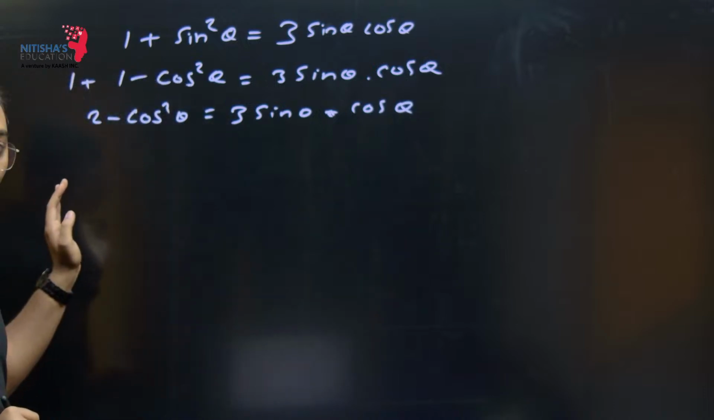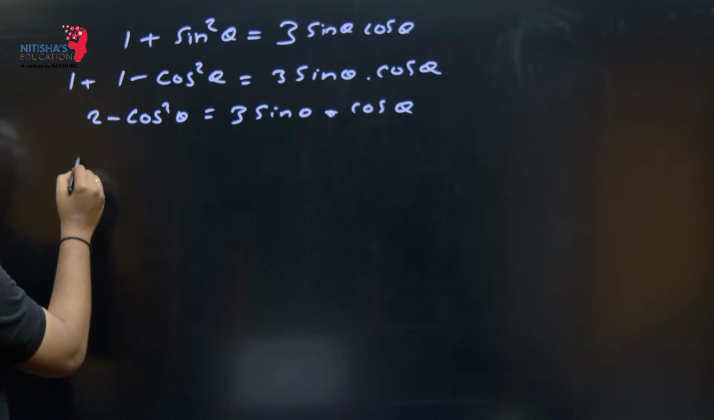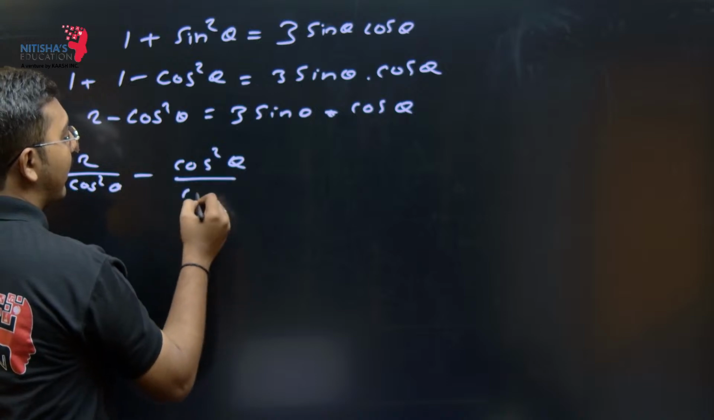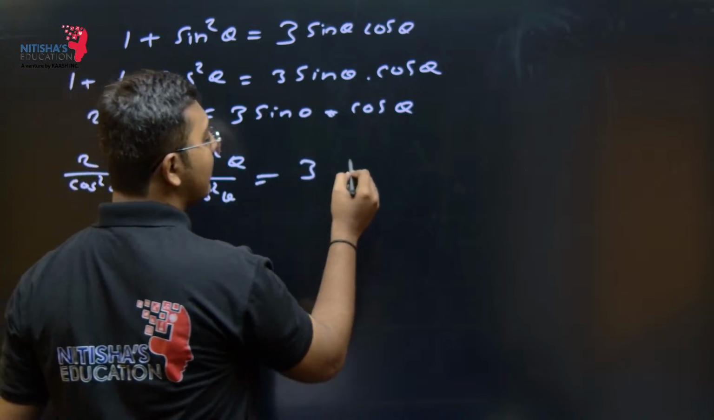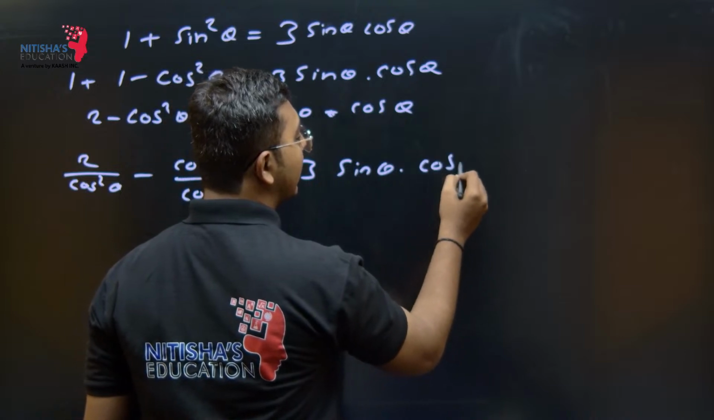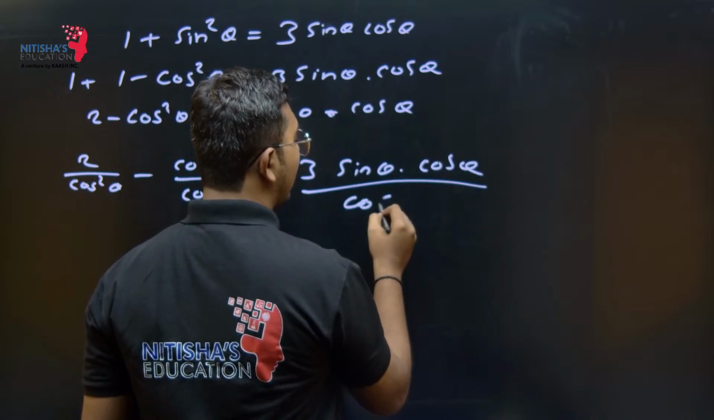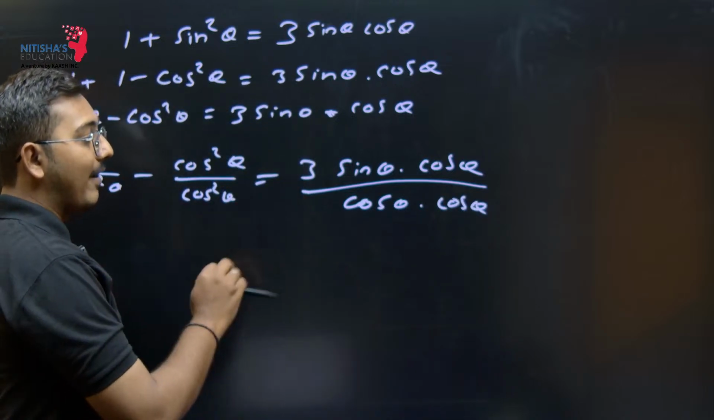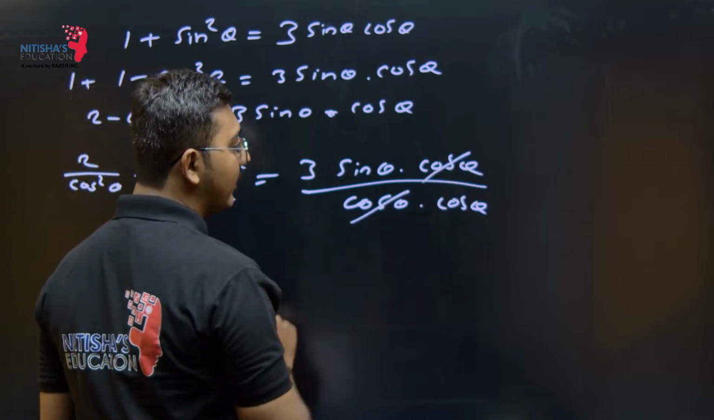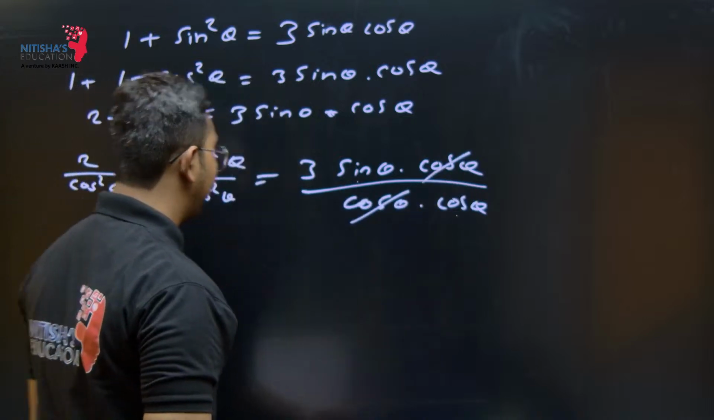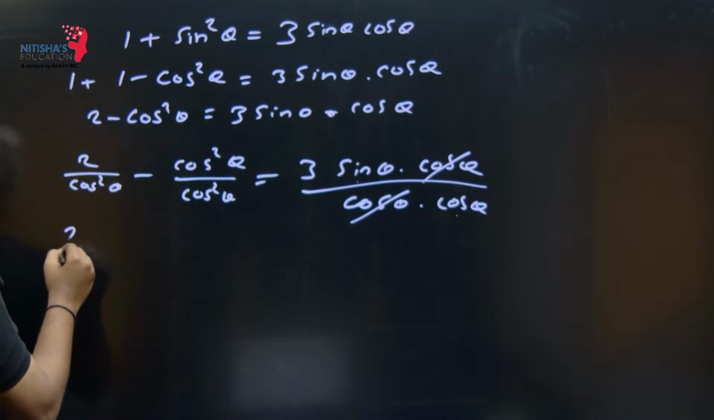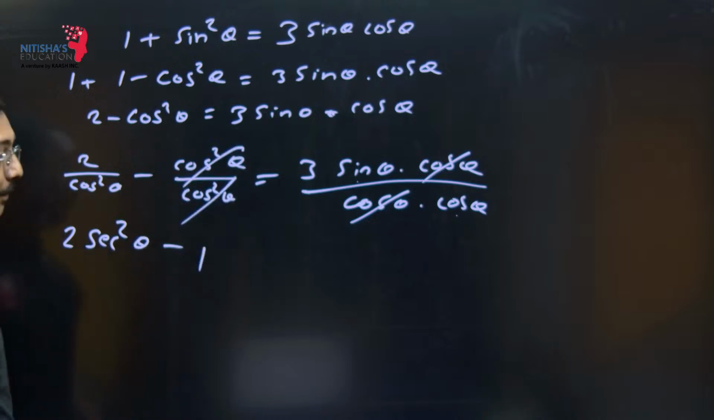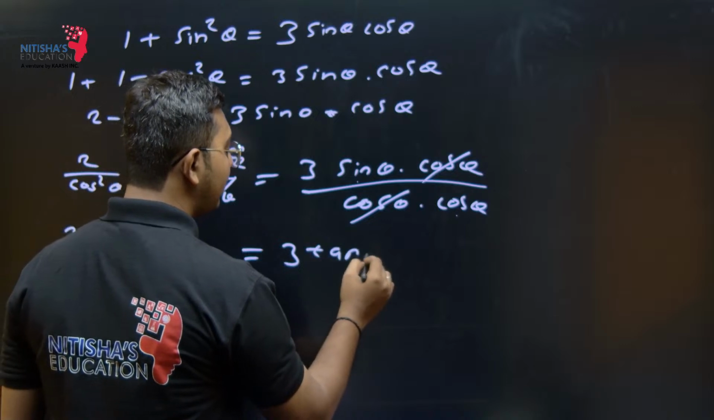Now I will divide by cos square theta all together. So it will provide me 2 upon cos square theta minus cos square theta divided by cos square theta is equal to 3 times sin theta into cos theta divided by cos theta into cos theta. Why? Because cos square theta is written over here, so I have split that. This cos will be cancelled over here and sin by cos will provide you tan. Same, 1 upon cos square will be 2 times sec square theta minus this will be cancelled out and provide you 1, which is equal to 3 times tan theta.